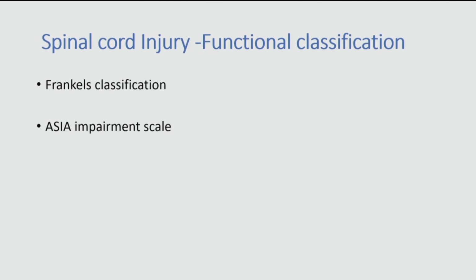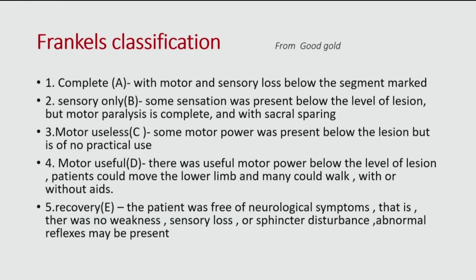When you come to functional classification, the common ones are the Frankel's classification and the ASIA impairment scale. We started with the Frankel's classification, and it was more descriptive of what the patient felt. So, complete, A, is actually motor and sensory loss below the segment mark, which I think all of our students know.